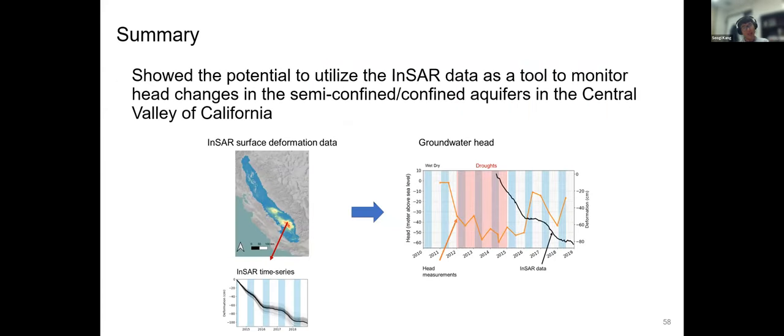That was a proof of concept, but by extending this to the entire Central Valley, we can have a tool to monitor changes in groundwater head in the deep confined aquifer, and we can fill in the data gap. So what we have shown is the potential to utilize the InSAR data as a tool to monitor head changes in semi-confined or confined aquifers in the Central Valley of California.